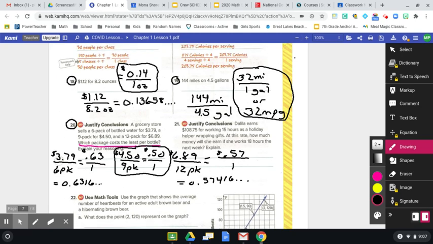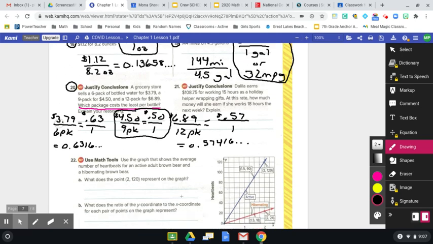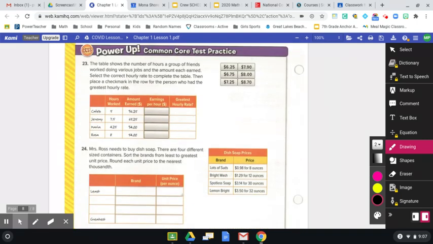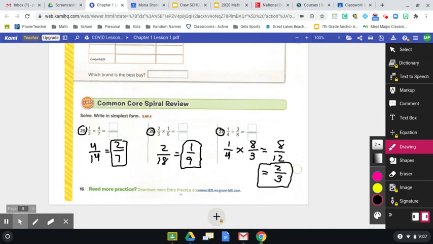So now if you take a look and you go down to the Common Core Spiral Review, these are just fractions, multiplication and division of fractions, and so you can check your answers here.